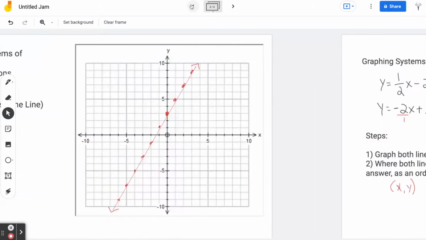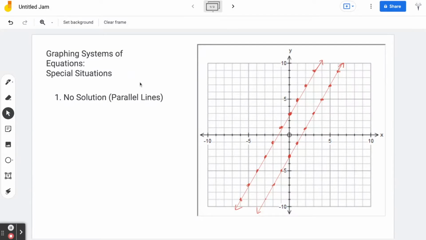Okay. Now, every once in a while, you're going to come across a situation where, however you graph your lines, whether you do it in an online program or by hand, and sometimes you have to go through the process of turning an equation into slope intercept form, which is y equals mx plus b, as you know. I don't even have equations written down here. Whatever equations you have and however you graph them, if they turn out to be parallel lines, meaning they will never ever touch, then you have no solutions to this system of equations.